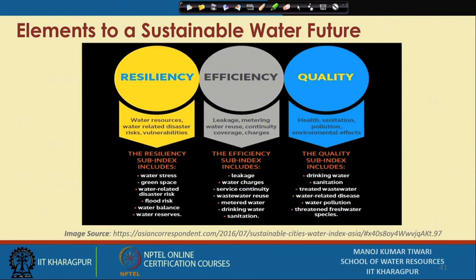Then in efficiency, there is leakage management, leakage control, water charges, tariffs, service continuity, wastewater reuse efficiency, metering, drinking water supply systems, pressure management systems, sanitation practices. All this will fall under efficiency, while the quality of drinking water, the sanitary hygiene and quality of the sanitation systems, treated wastewater quality, water related diseases, and water pollution, all this will fall under the quality perspective.